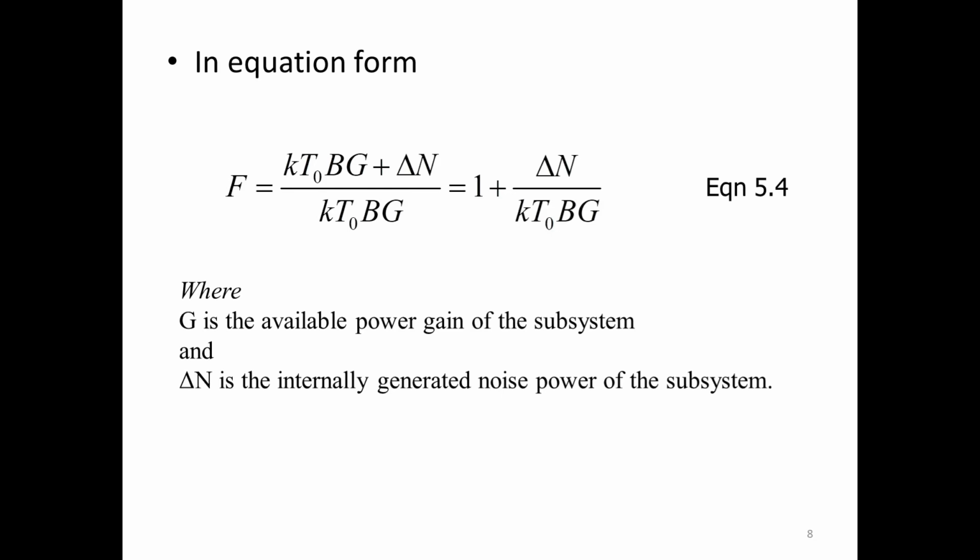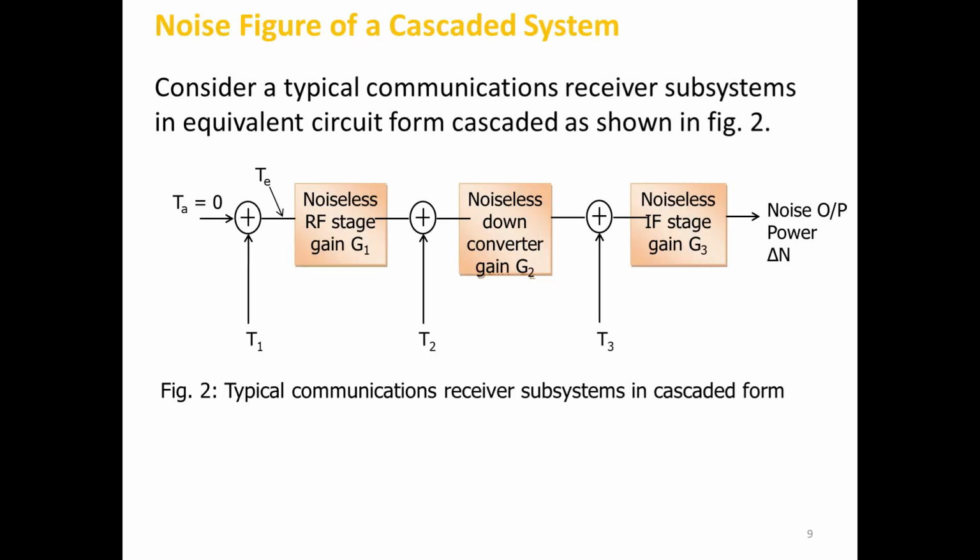In equation form, the noise figure F is given as kT0BG plus delta N all over kT0BG, which is equal to 1 plus delta N over kT0BG, equation 4, where G is the available power gain of the subsystem and delta N is the internally generated noise power of the subsystem.